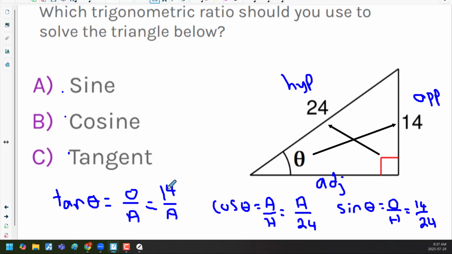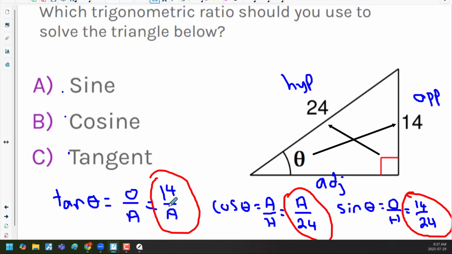Hopefully you can see that only one of these ratios is complete. See, in this case, A, we don't have A. We cannot solve this because we don't have a complete fraction. But for sine theta, 14 over 24, we know that's a fraction. We know we can work with that. So the answer is going to be sine theta is equal to 14 over 24.